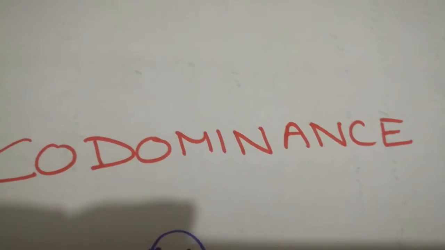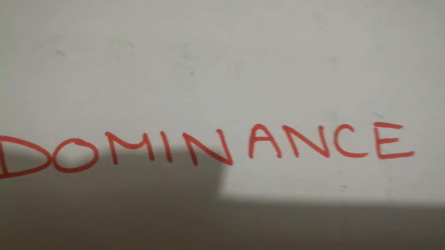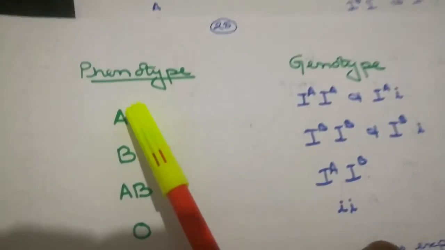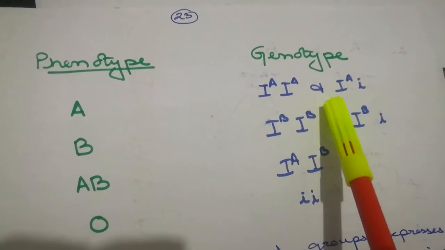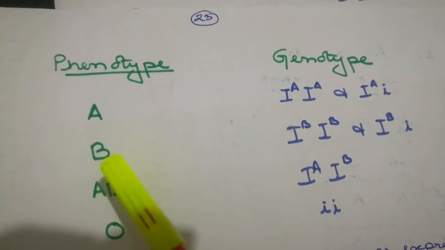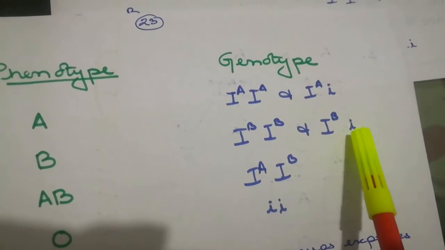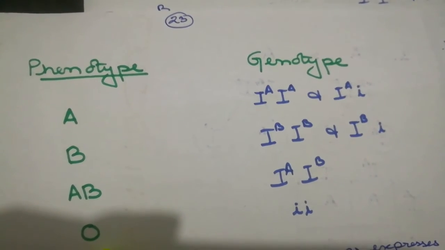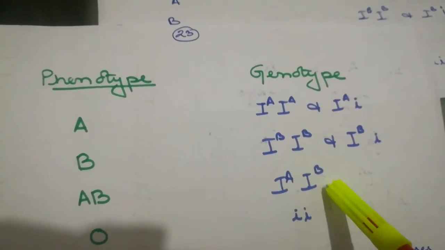Okay, now let's see the example of blood groups. There are some phenotypes and genotypes. If the phenotype is A, then the possible genotypes will be IA IA and IA small i or IO. If it is B, then the genotypes will be IB IB and IB i. If AB, the genotype will be strictly IA IB. And if it is O blood group, then the genotype will be small i small i. These are the basic things you have to remember.